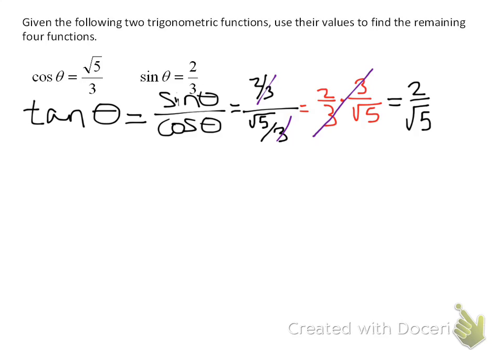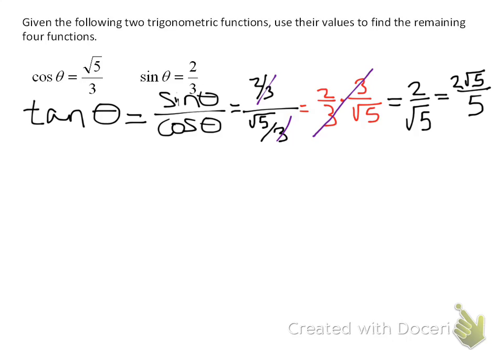Well, I can't leave it 2 over the square root of 5. I have to rationalize the denominator. So what is this equivalent to with a rationalized denominator? 2 square roots of 5 over 5. Okay. You guys should be at the point where you're multiplying 2 over the square root of 5 by the square root of 5 over the square root of 5 mentally. You shouldn't have to write that out anymore.